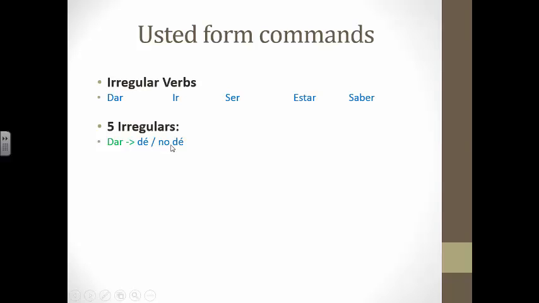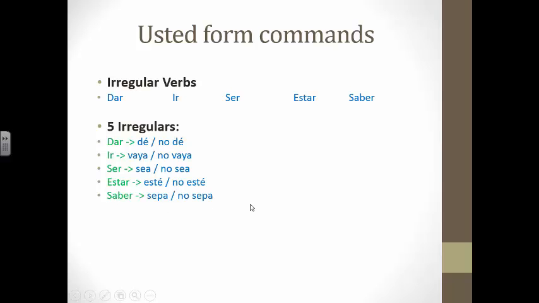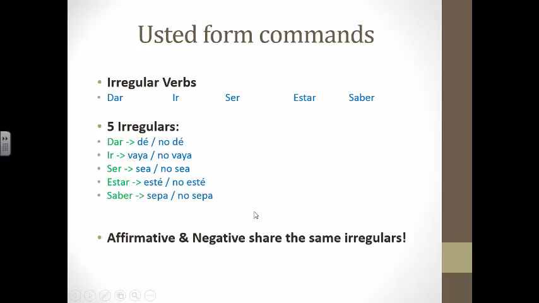These are your usted form irregulars, affirmative and negative. So for dar, you have dé, no dé. Ir, vaya, no vaya. Ser is sea, no sea. Estar, esté, no esté. And saber, sepa, no sepa. Okay, and as I already mentioned, your negative and affirmative share the same irregulars. The only difference is that there's a no in front of the negative usted form commands.